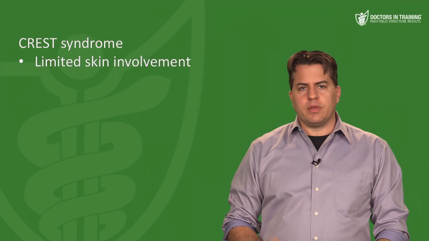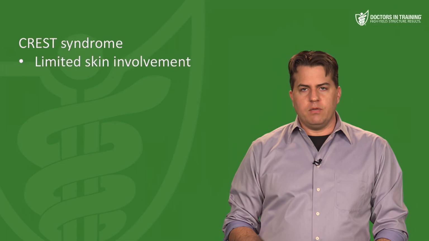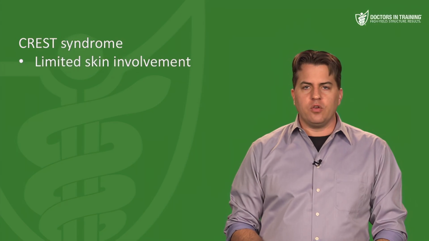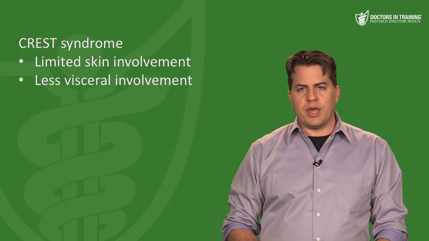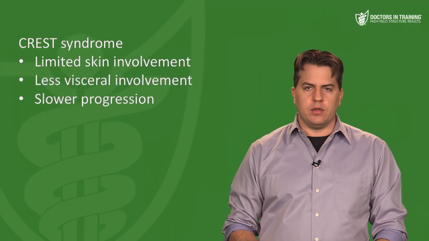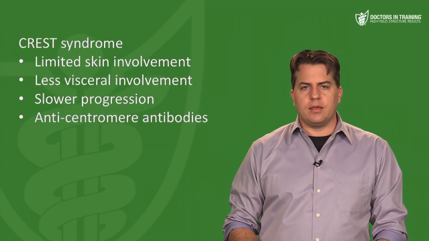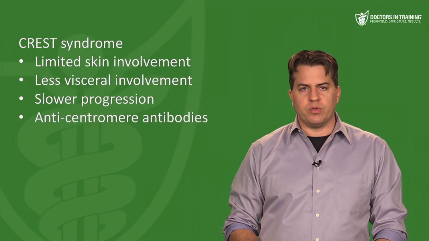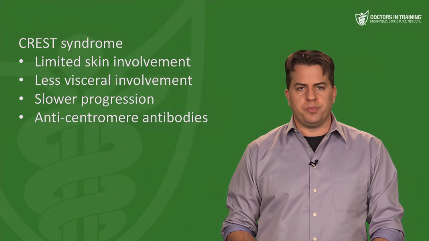With crest syndrome, there is limited skin involvement. It can affect the fingers and face in terms of skin involvement, but you also have these other problems we just mentioned. The crest form is generally more benign, there's less visceral involvement, and it progresses less rapidly. And crest syndrome is associated with anti-centromere antibodies. So remember C for centromere and C for crest scleroderma.